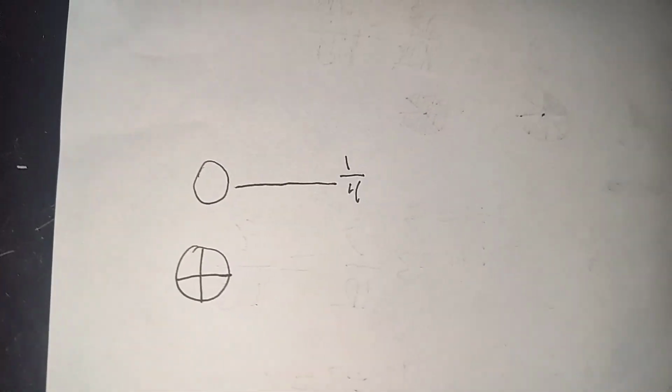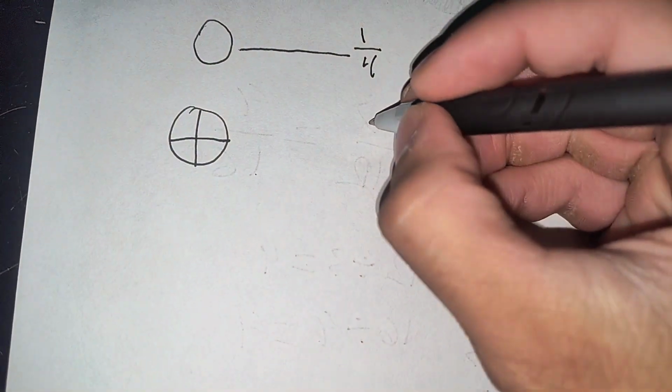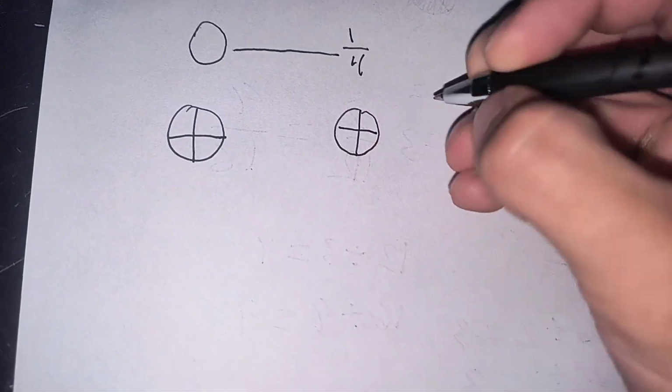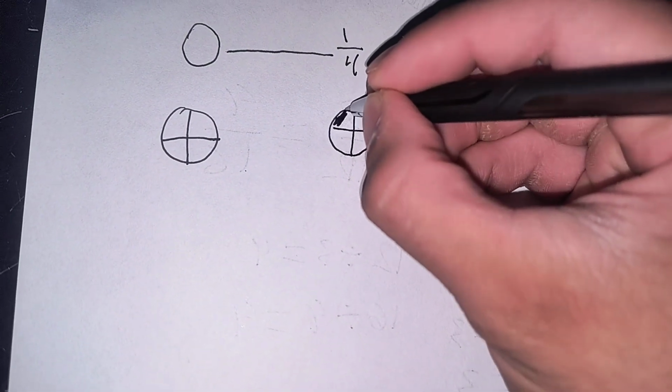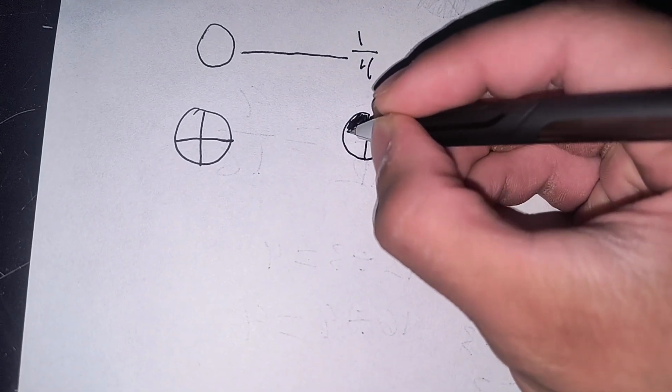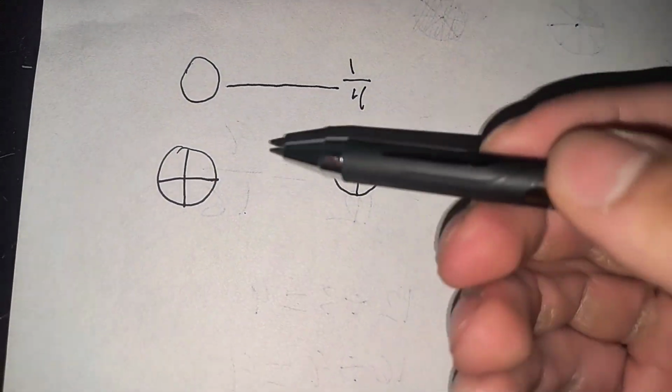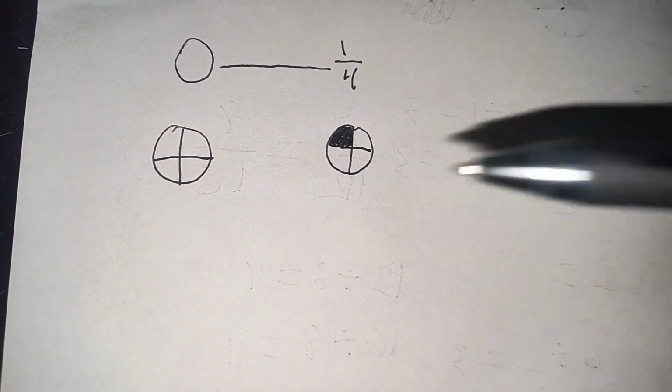1/4 represents a quarter of the group. It represents a quarter of the group, or 1/4 of the group. That's our first benchmark fraction. Okay, it represents that 1/4 of the group.